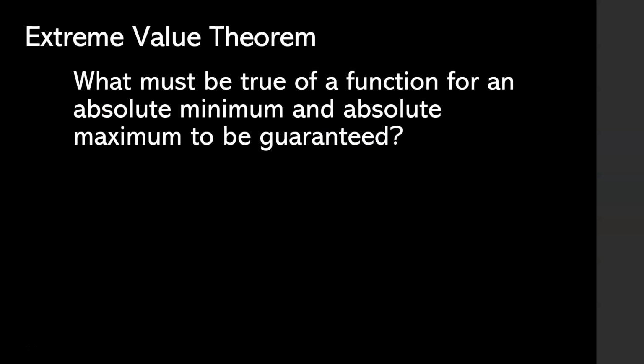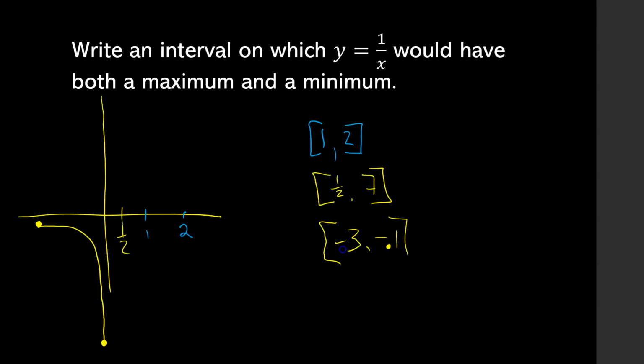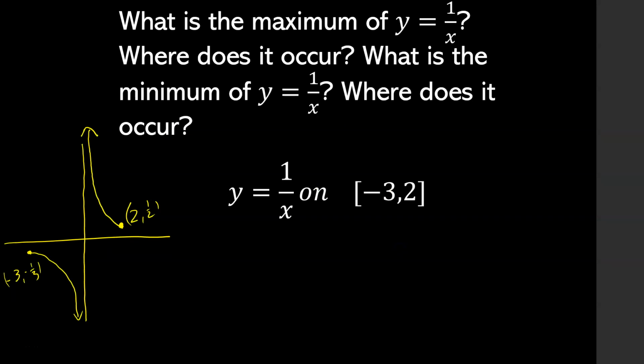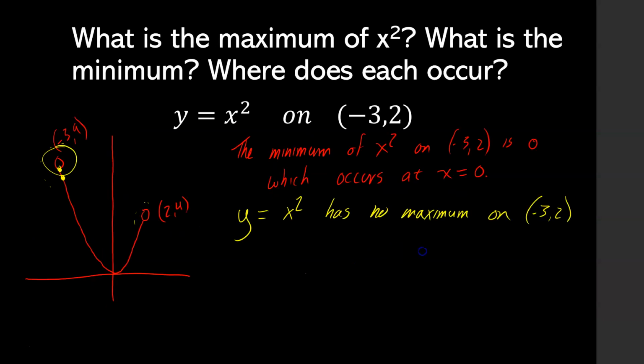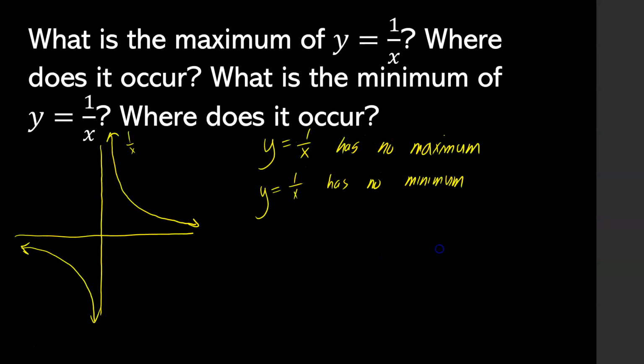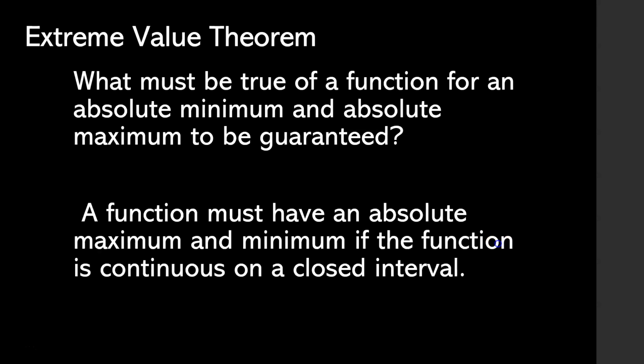Can you put that all together? If you can, you already understand the extreme value theorem. So the answer to what the extreme value theorem is: what must be true of a function for an absolute minimum and absolute maximum to be guaranteed? Well, we found some intervals here. It's not just a closed interval on a function. It's not no interval. Definitely not an open interval. So what are we talking about?